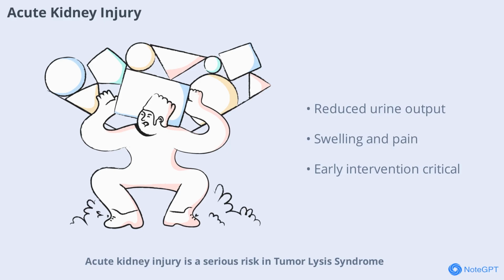are detected. Acute kidney injury is a serious risk in tumor lysis syndrome, resulting from the accumulation of uric acid and phosphate crystals in the kidneys. This can cause symptoms such as reduced urine output, swelling, and flank pain. Early intervention with hydration and medications can help prevent permanent kidney damage and support recovery.